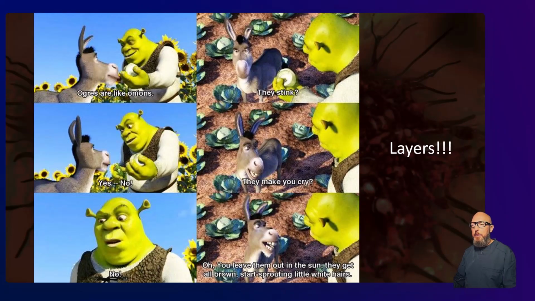And here's the dialogue between Shrek and Donkey when he tells him why he's like an onion. Not because he stinks, not because he makes you cry, but layers. And that's our big mnemonic.